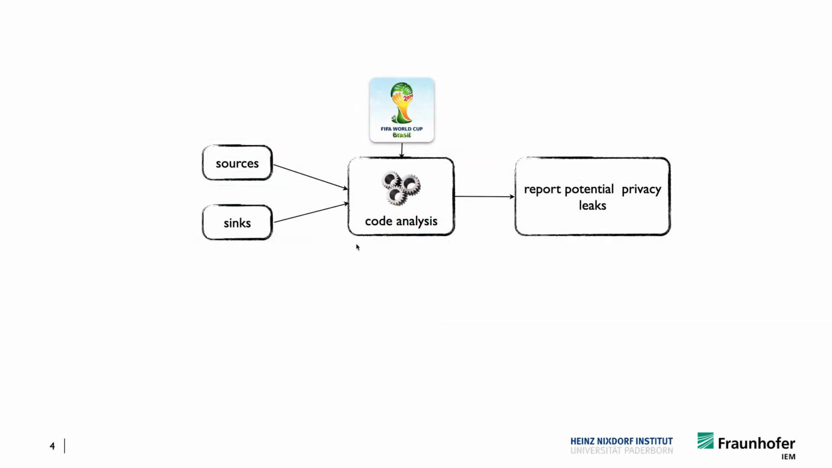So what you see here is, in very abstract terms, how FlowDroid works. FlowDroid implements static code analysis, and what you see here on the top is the app, which in this case is read in binary format. So we're parsing the Dalvik bytecode that is contained in the APK files that typically run on your Android mobile phone. And then FlowDroid is also configured with so-called sources and sinks.